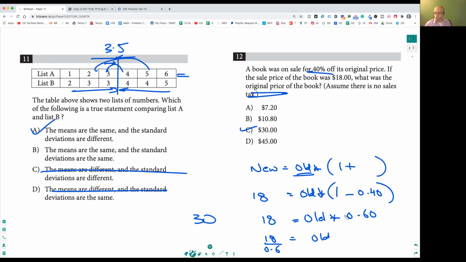Yes, 1 minus 0.4 makes it 0.6. Okay, so this is 18 divided by 0.6 right over here.